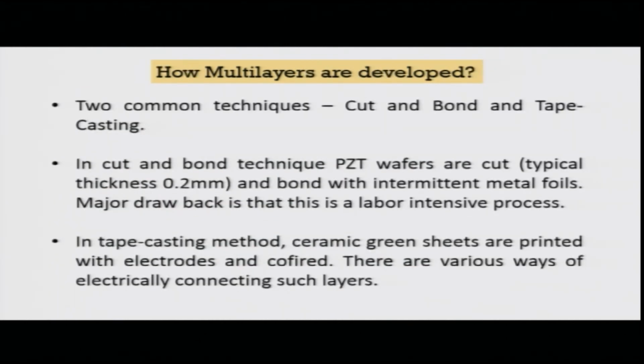There are two common techniques of developing multilayers. One is called cut and bond and another is called the tape casting technique. In the cut and bond technique, PZT wafers are cut, with a typical thickness of 0.2 millimeter, and then bonded with intermittent metallic foils. Another way is tape casting, where you first prepare the ceramic green sheets, print them with the electrodes, and then co-fire all these electrodes together. So, that is another way of developing the multilayers.